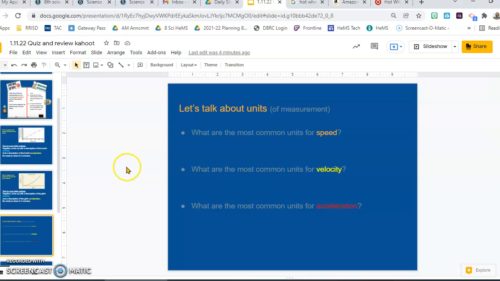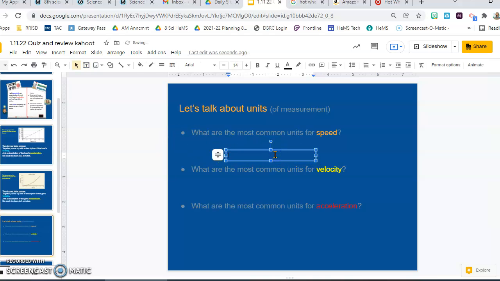So let's talk about units. What are the most common units for speed? Well, that's either kilometers or meters or miles per hour. Sometimes we come up with, you know what, I'm going to change that. I'm going to edit my drawing and insert a text box. That'll be easier.